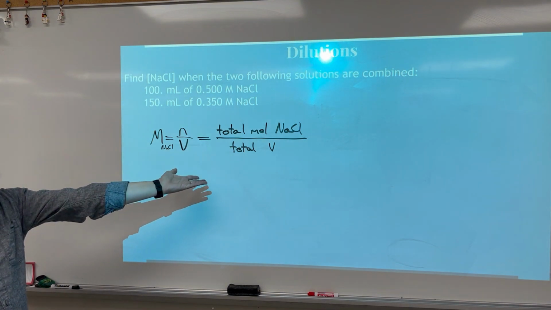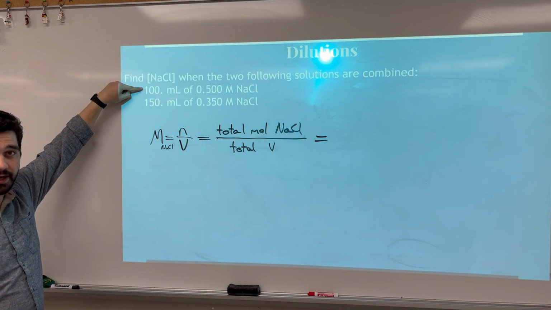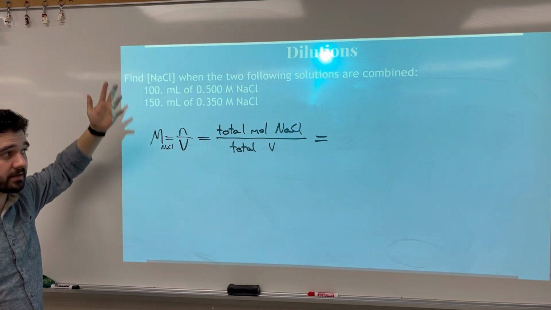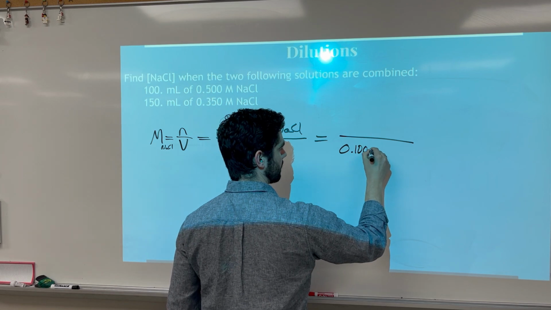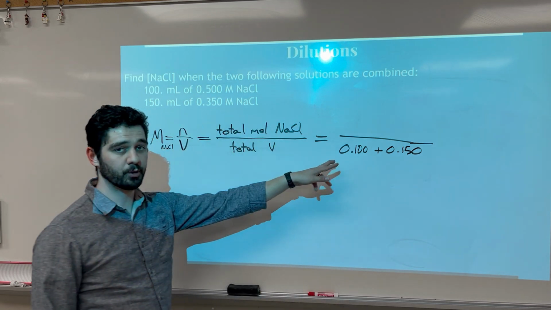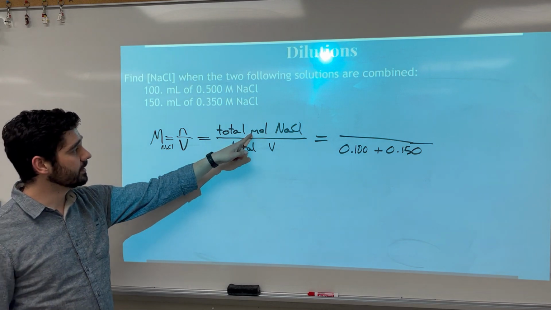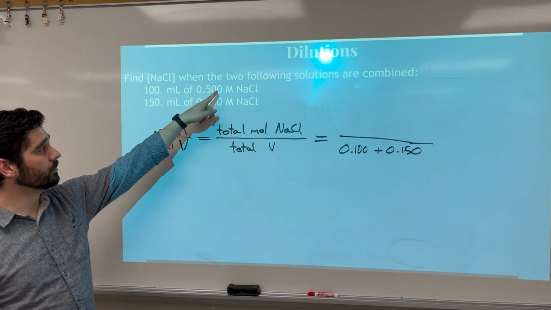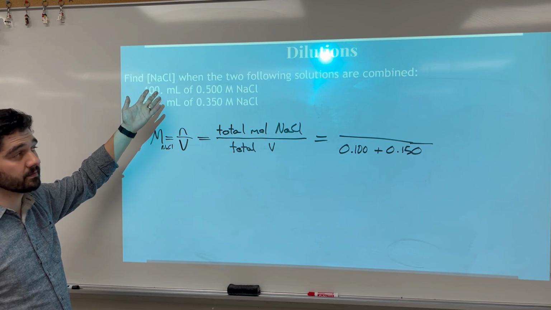The total volume is pretty easy to calculate, right? I have a 100 milliliter solution and I combine it with a 150 milliliter solution. So you can just add the volumes together. I put them in liters, okay? We want to work in liters if we can. Now I just need the total moles of sodium chloride. Okay, I have volume and molarity here. I don't really have moles, but we can calculate it pretty easy, right?